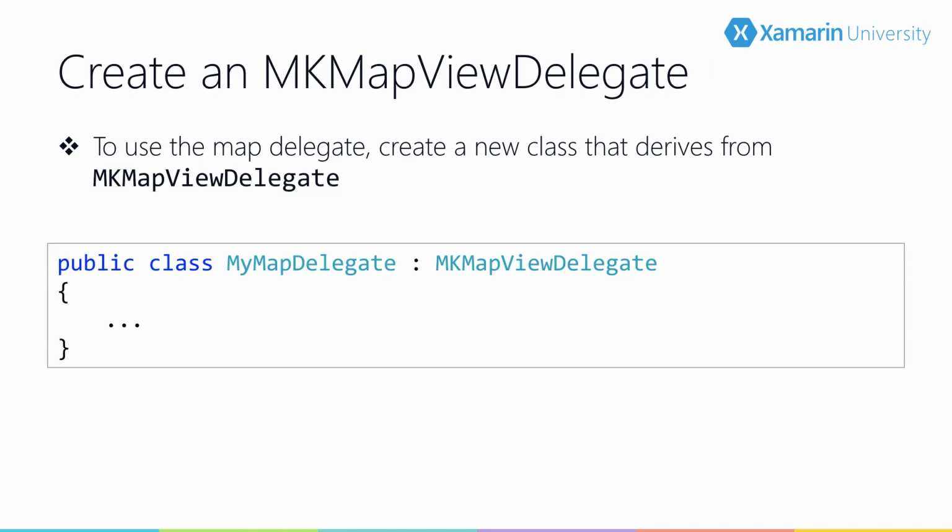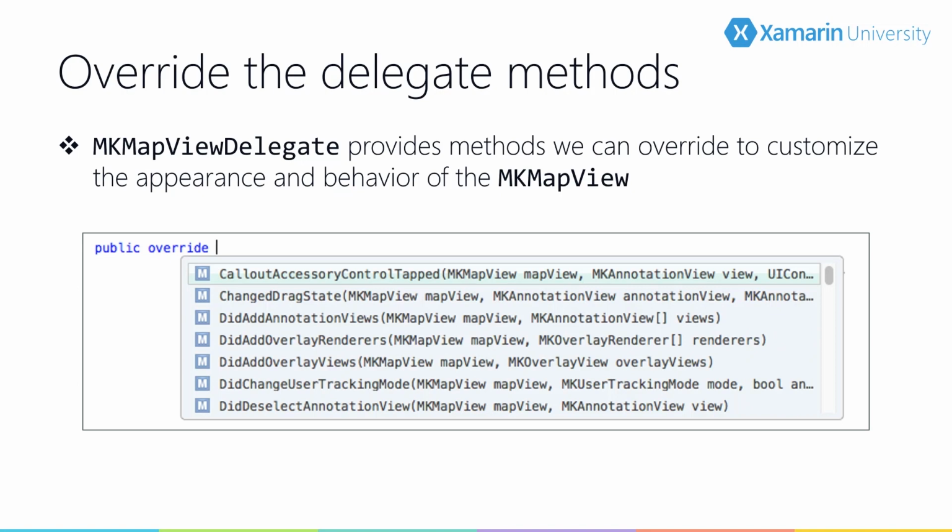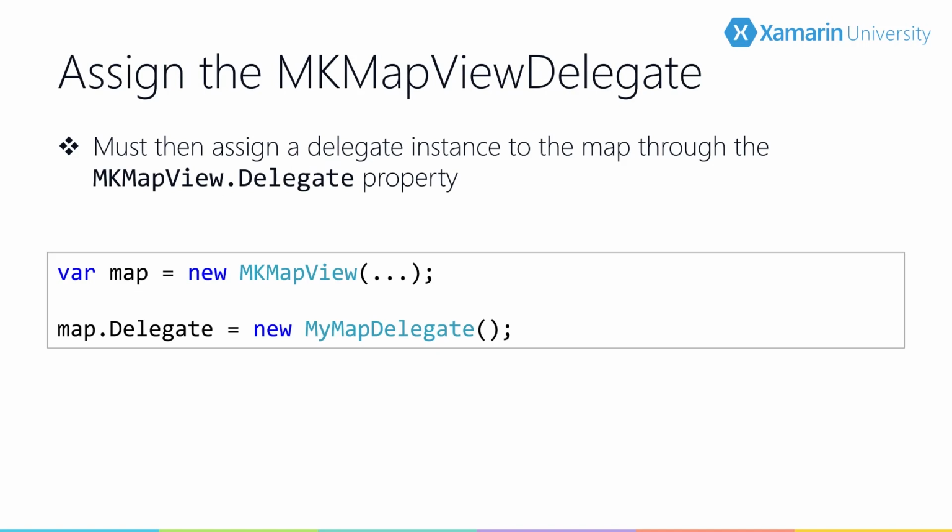To add a map delegate class, we'll start by creating a new class that derives from MKMapViewDelegate. We can then optionally override methods to respond to behavior or control visualization. And there's a large selection of method overrides available. It provides a lot of flexibility in responding to user interactions and controlling the visualization for most aspects of the map. To assign a delegate class to a map, instantiate your MKMapViewDelegate derived class and assign it to the delegate property of your MKMapView instance.